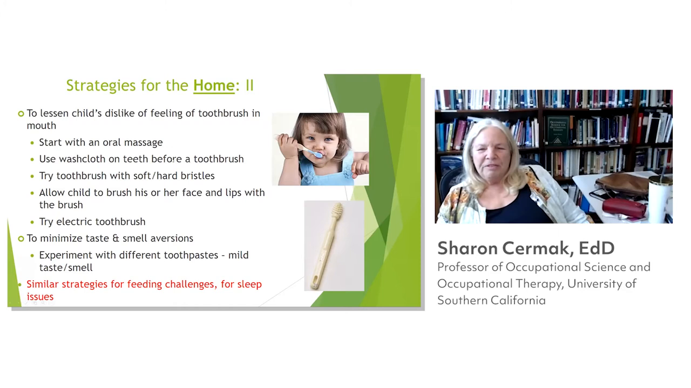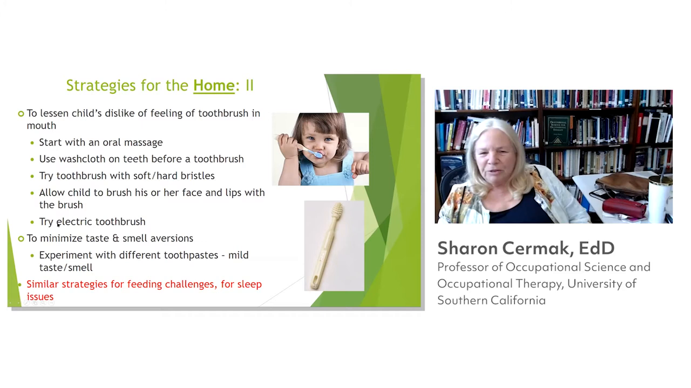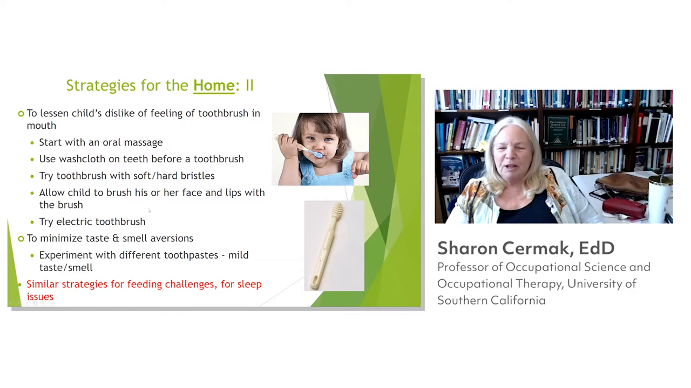Other strategies that we can look at for the child would be helping to lessen their dislike of the feeling of a toothbrush in their mouth, maybe starting with an oral massage, using a washcloth on their teeth before a toothbrush, trying toothbrushes with soft or hard bristles, allowing the child to brush his face or lips with the toothbrush, and maybe trying an electric toothbrush. So these would be all different strategies that one could use to help reduce the sensory aversions. Also think about experimenting with different toothpastes, mild, the taste, the smell. And again, similar strategies can be used for feeding challenges, for sleep issues, and for other activities.